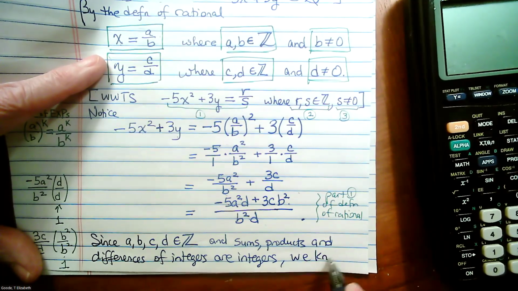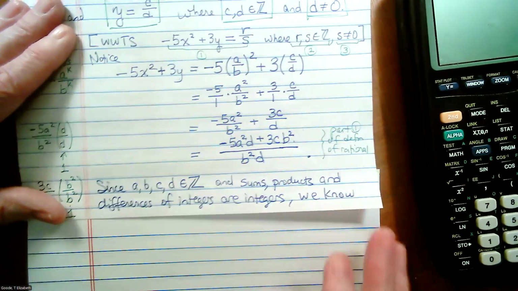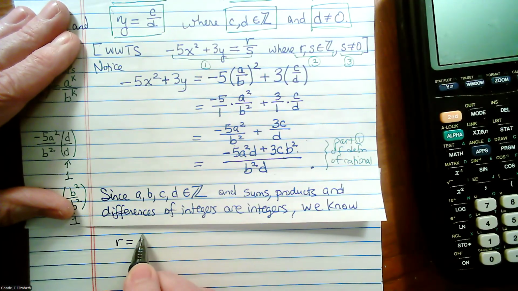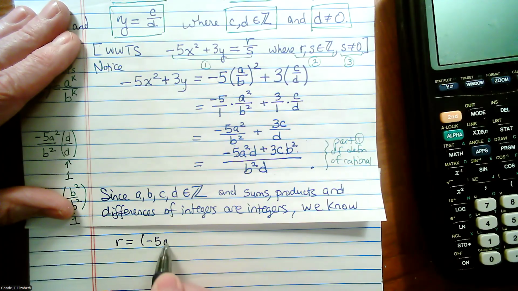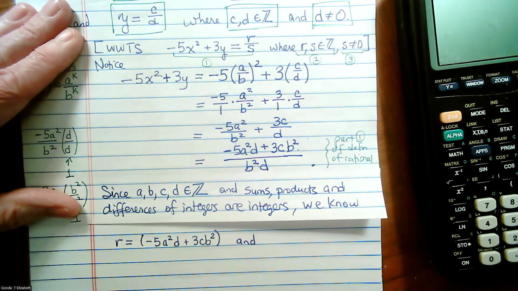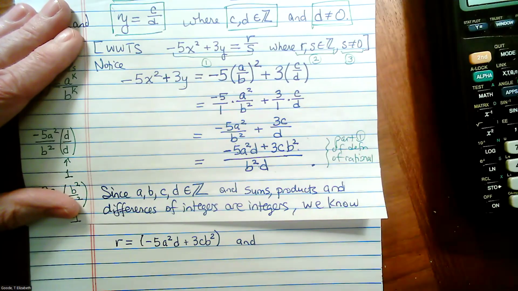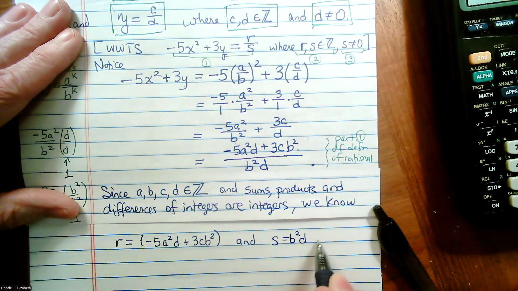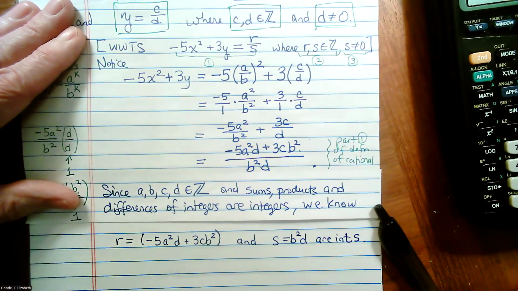All right. And now we're going to tell our reader what we're calling these bits and pieces. We want to call this numerator R. R equals negative 5a squared d plus 3cb squared. I'm being real careful, it's so easy to make a typo, right? So this is where we slow down, take a breath. And S equals b squared d are integers.